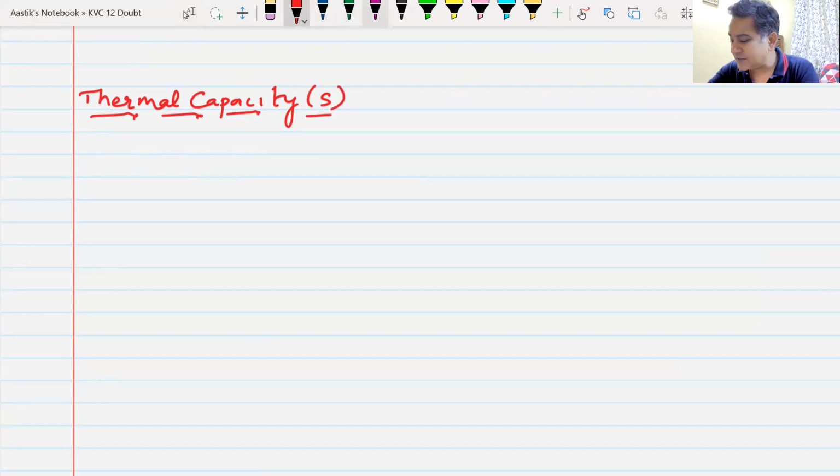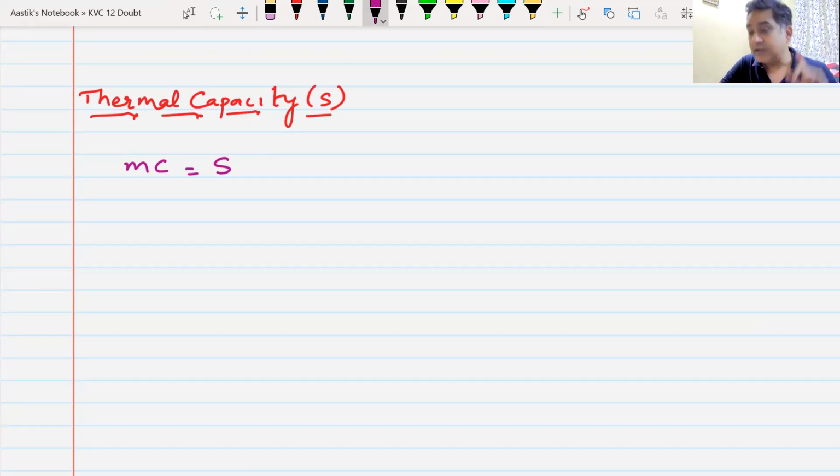In simple language, if I just say m into c is equal to your S. So this is the amount of heat required to raise the temperature of any substance by 1 degree Celsius in CGS unit, or 1 Kelvin in SI unit. So if I multiply the gram specific heat with the mass, or let me also add it here, or I multiply the molar specific heat with capital C, in both cases, I land up with my thermal capacity.